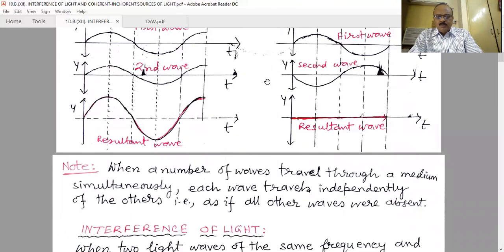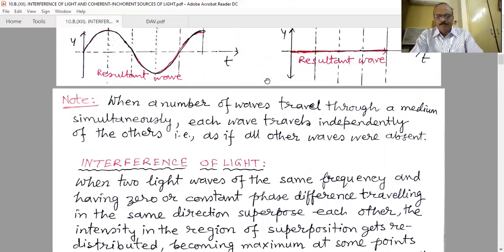So what is the superposition principle? If we say it again, it is nothing but the sum of all the displacements of all the waves that meet at a point at the same time. Here it is to be noted that when a number of waves travel through a medium simultaneously, each wave travels independently of the others, as if all other waves were absent.